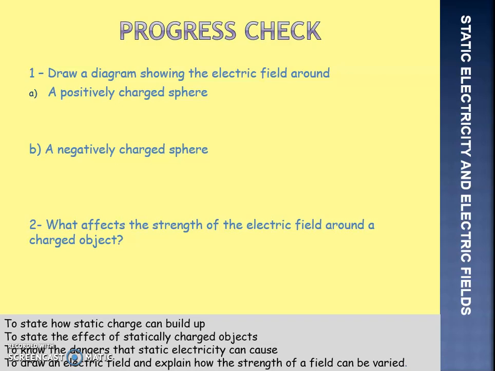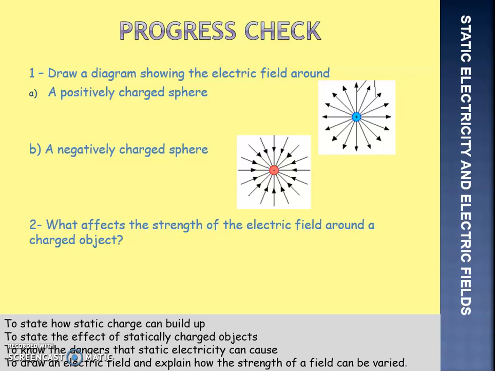Okay, question 1 then. A positively charged sphere, there's the field around the positively charged sphere. Arrows pointing outwards. If we placed a positive charge anywhere within that field, it would be pushed away. A negatively charged sphere, arrows are in the opposite direction. Shape of the field is the same, but if we placed a positive charge there, it would be attracted to the negative.